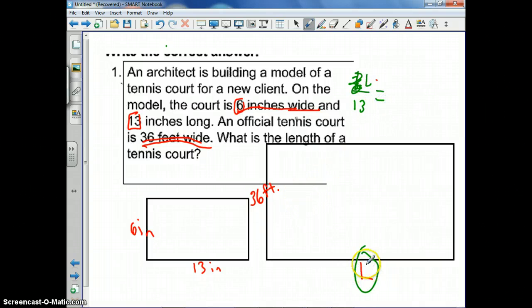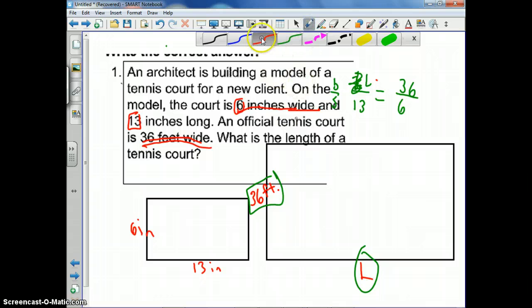And then, since I did the big one over the small one, I need to go back to the big figure and get this. What's the other side? I've been saying triangle, haven't I? Technically, it's a rectangle. I apologize for that. All right, and then over, what would correspond? 6. So there's your proportion. Any questions?